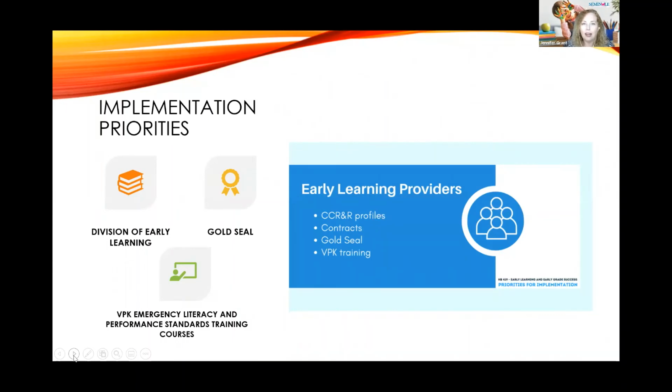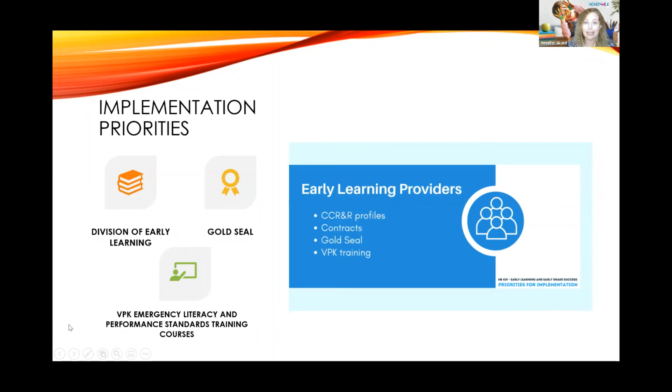So there are a lot of stakeholders that those bills are going to impact. The Division of Early Learning, I've already mentioned. The GoldSeal program, for those of you that are accredited and have submitted your accreditation through DCF to become a GoldSeal accredited provider, that is leaving DCF, and the GoldSeal will now be under the Division of Early Learning. So there will be rules promulgated about that. We'll talk about it in a minute. Your CCR&R profiles, that's when you do your provider profile on the provider portal for us.